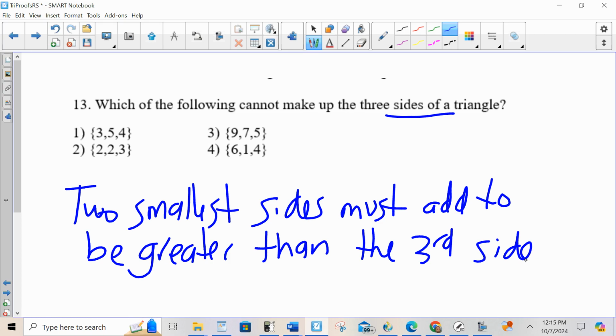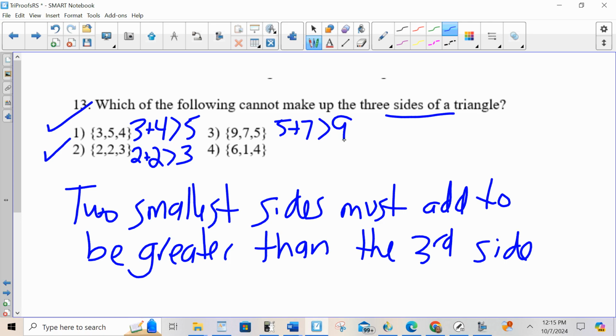So in choice 1, the two smallest sides are 3 and 4. Did those add to be more than 5? Yes. In choice 2, the two smaller sides are 2 and 2. Do those add to be more than 3? Yes. In choice 3, the two smaller sides are 5 and 7. Do those add to be more than 9? Yes. In choice 4, the two smallest sides are 1 and 4. Do those add to be more than 6?